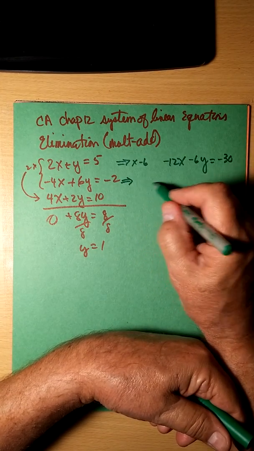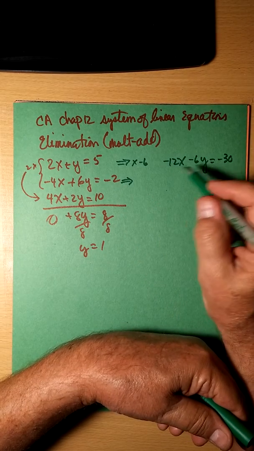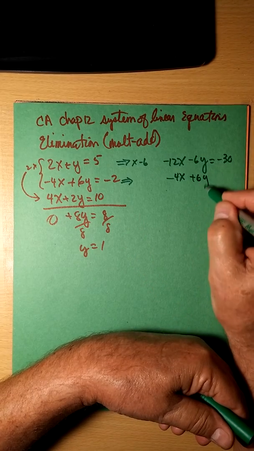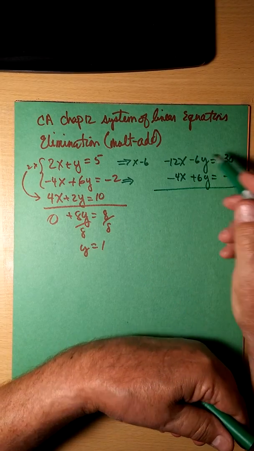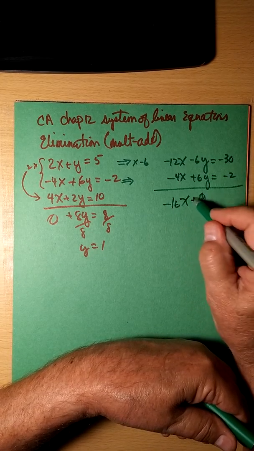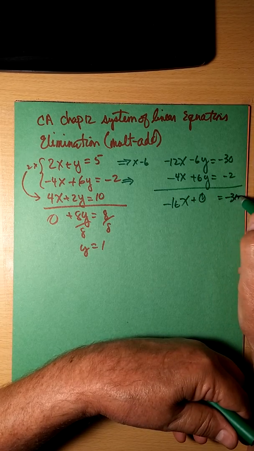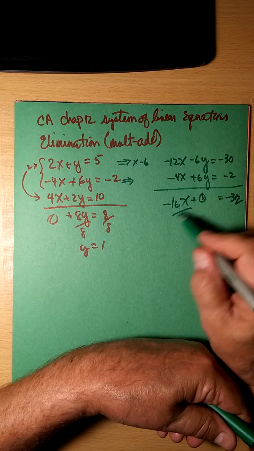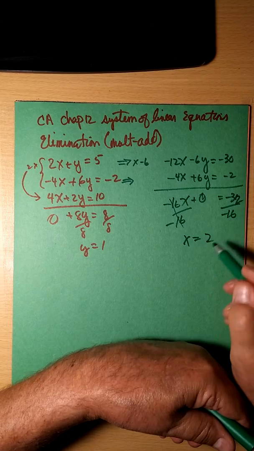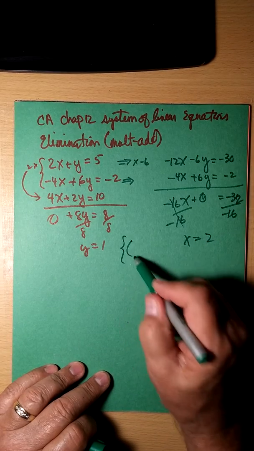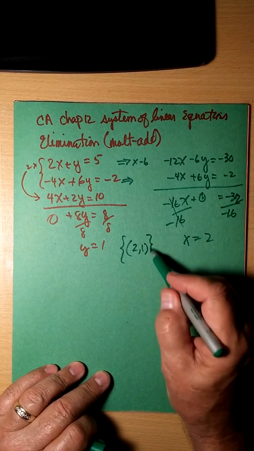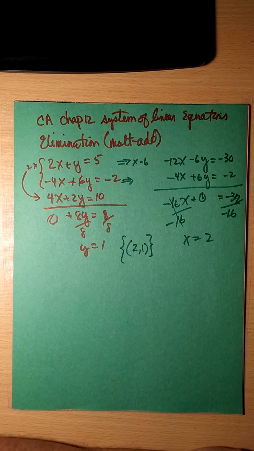But I didn't have to multiply this second one by anything because it's got the positive 6y there. So the negative 4x plus 6y equals a negative 2. When I add those together, I get 0 for the y, but negative 16x and a negative 32 on the right side. Divide both sides by negative 16, and x is equal to 2. The solution set is an ordered pair in roster notation, and that's elimination.